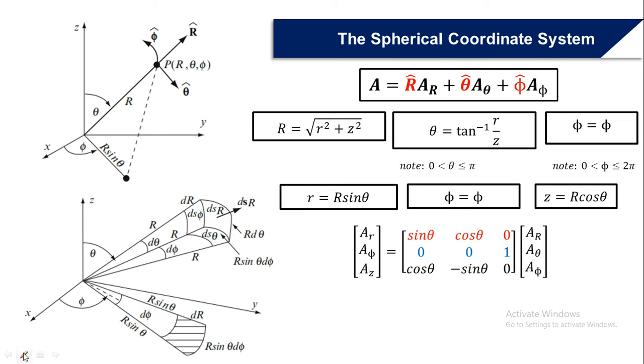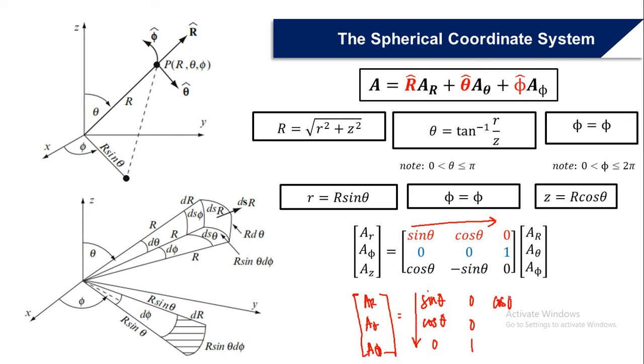Kung yan yung ating formula, para makuha natin yung a sub r na malaki, a sub theta, then a sub phi, equal yan saan? So, babalik na rin lang natin ito, no? Kanina, pupunta yun doon, dito naman, babalik. So, sine theta, cosine theta, 0. Sa kabila naman, 0, 0, 1. Then, sa third column, we have cosine theta, negative sine theta, and then 0. Yan. Multiply lang natin yan sa a sub r na maliit, a sub phi, and a sub z.